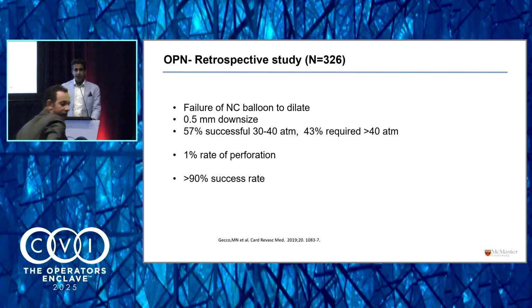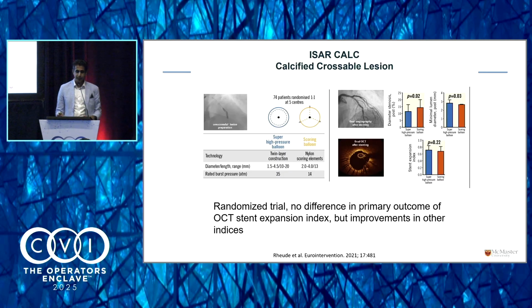There's an even larger European study, more than 300 patients. They looked at the classic scenario. You take an NC, there's a waist, it fails to dilate. They downsized by 0.5 millimeter, and they imaged everybody. What was interesting is that about 60% dilated between 30 and 40 atmospheres, and then they went off-label, above 40 atmospheres, and actually the vast majority of those dilated when you go above. So I have taken the OPN off-label up to 45 atmospheres, and there was a 1% perforation rate and a very high chance of success. So if all else fails, you can crank up that OPN with care.